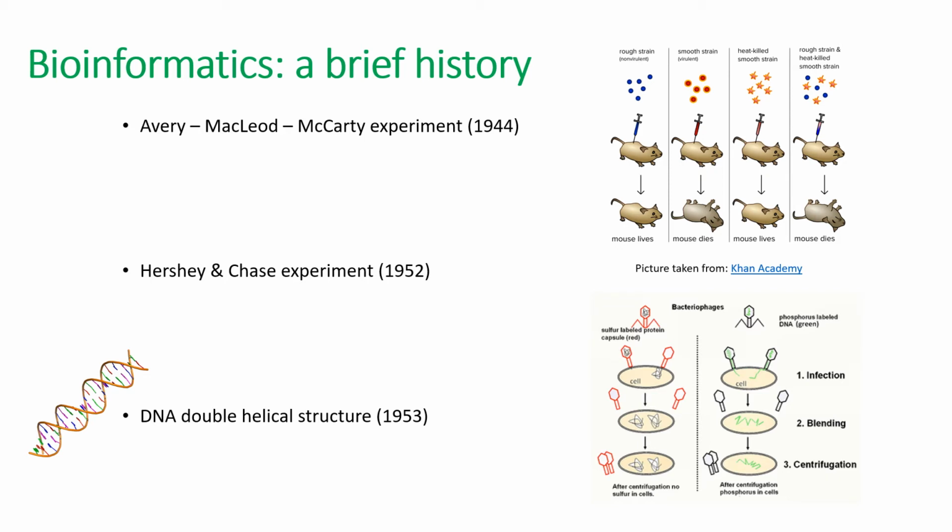So this showed that DNA is actually the hereditary material, not the proteins. And then in 1953, Francis Crick and James Watson presented the double helical structure of DNA, and from then it was known that it is the DNA that is the hereditary molecule, and it has all the information in it.